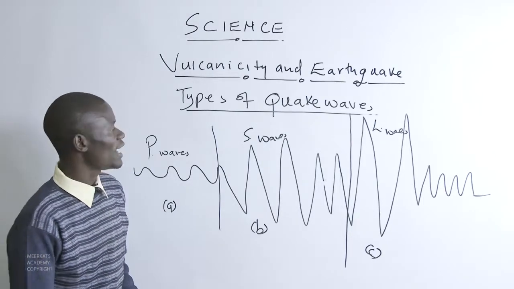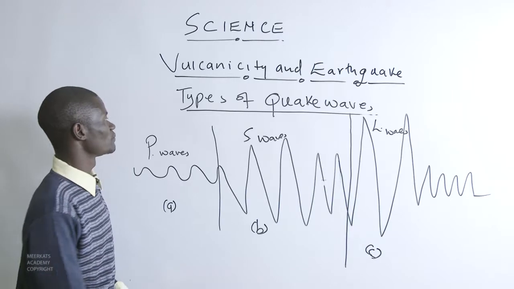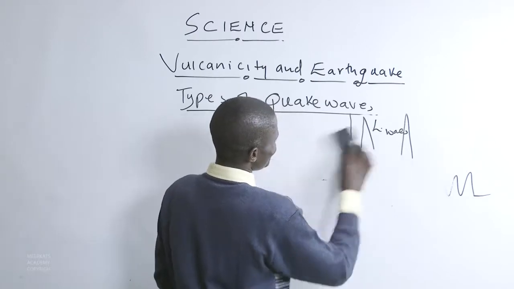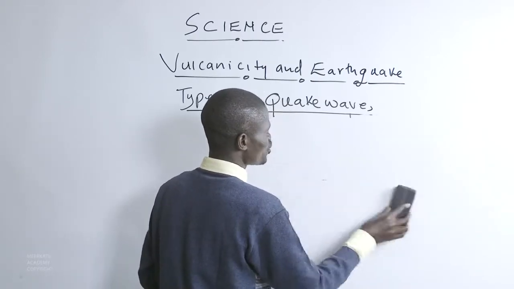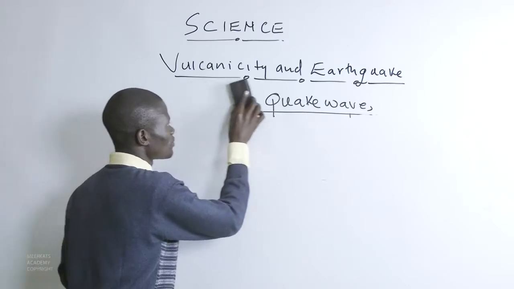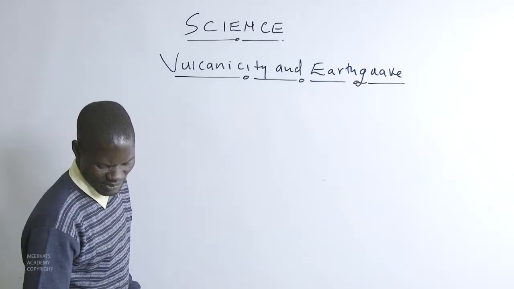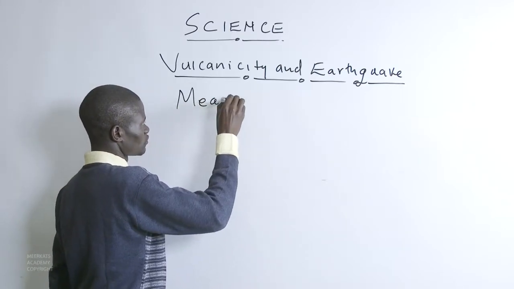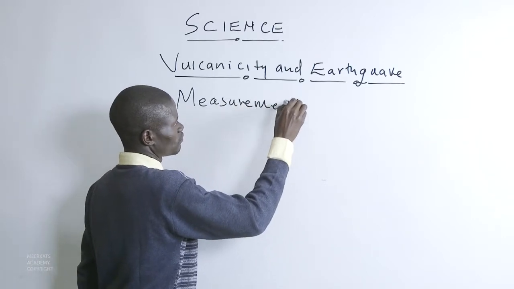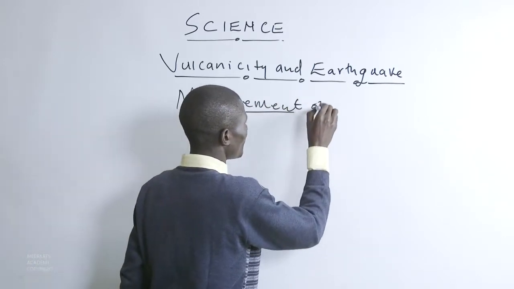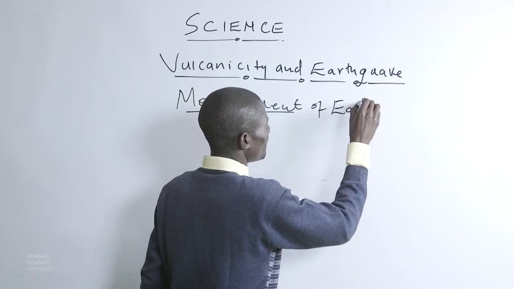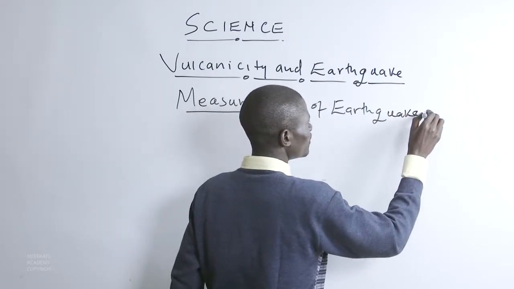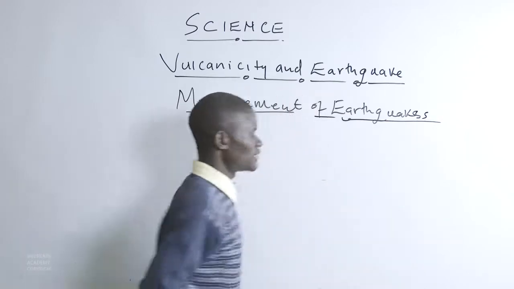Therefore, how are these waves measured? Measurement of waves. How do we know a certain area or a certain region has been stricken by this type or a certain measurement of these waves? We are looking at the measurement of the earthquakes.